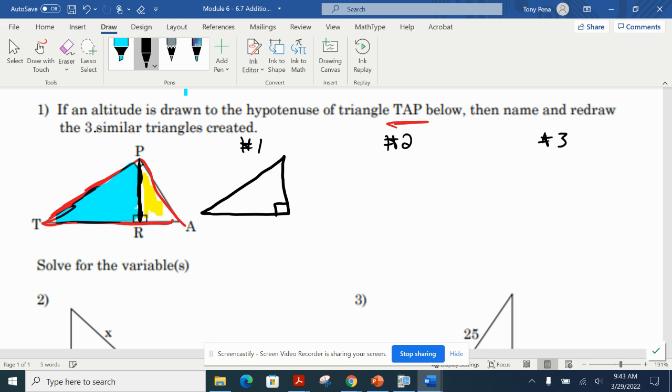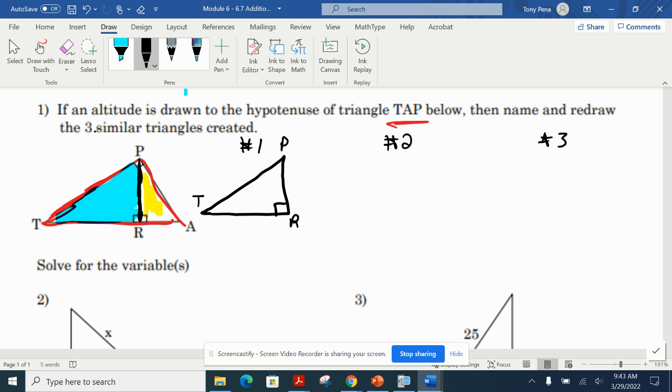The 90-degree angle is right here. And then I want you to label these with the variables. So for the blue triangle, it has a vertex here of T, and it goes to the right angle of R, and then it goes up to P. So that's our blue triangle. We want all three of them to look like that.